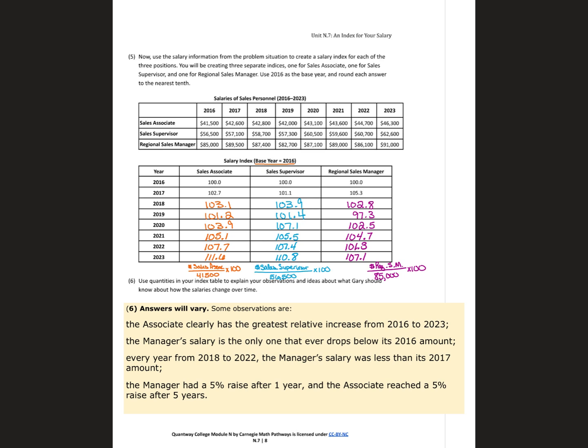Every year from 2018 to 2022, the manager's salary was less than its 2017 amount. Its 2017 amount was here, and then for the next few years after that, it dropped. The manager had a 5% raise after 1 year, and the associates reached a 5% raise after 5 years. So that's something to consider if you were thinking about which job you might be interested in going into.